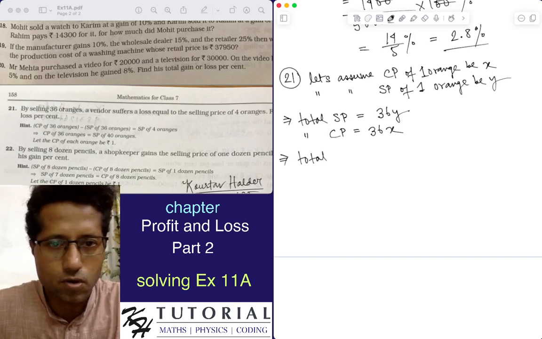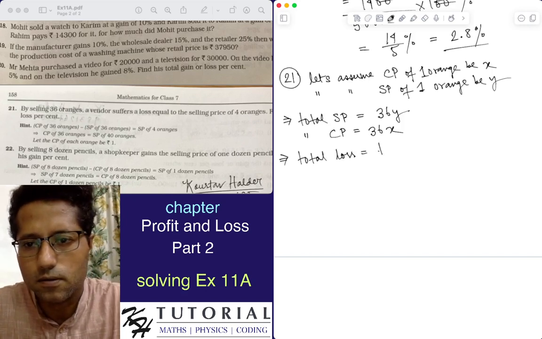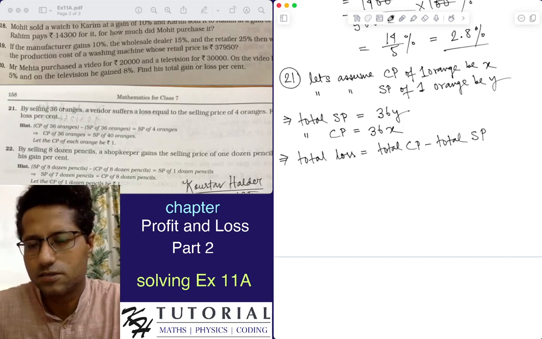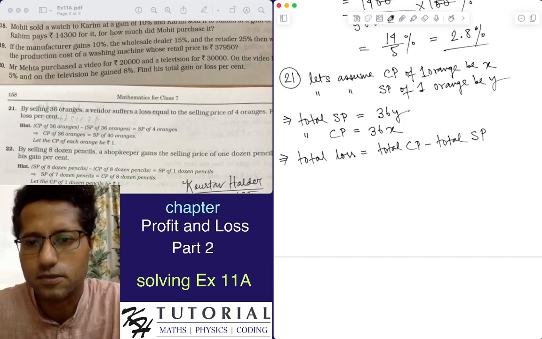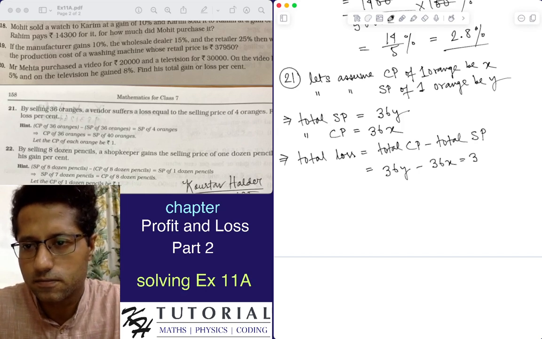since it is talking about loss, total loss should be equal to total CP minus total SP. Total CP means the cost price of 36 oranges, and total SP means the total selling price of 36 oranges. Now total CP is 36X and total SP is 36Y. This is 36 into (X minus Y).